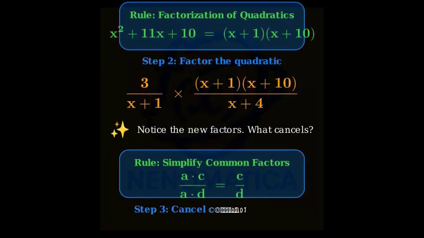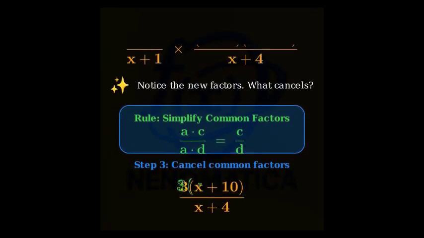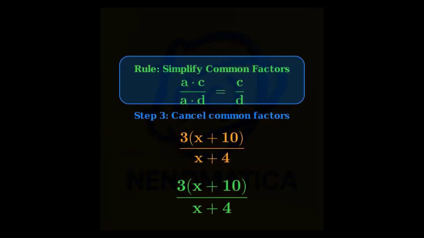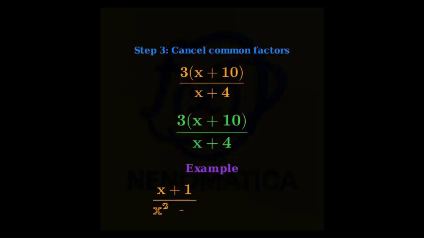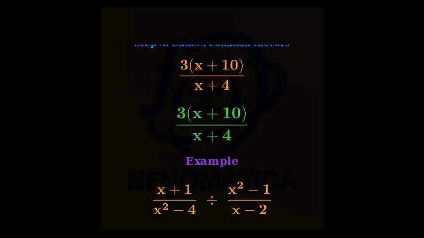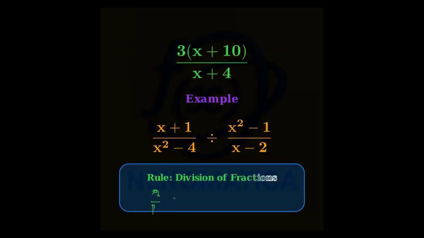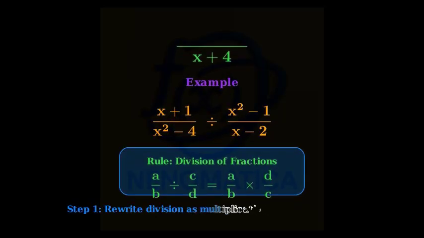Step 3. Cancel the common x plus 1 factor from numerator and denominator. Here is the simplification rule. And here is the simplified expression. Final answer for example 1. Now we present the next example and its problem in bold orange. Step 1.